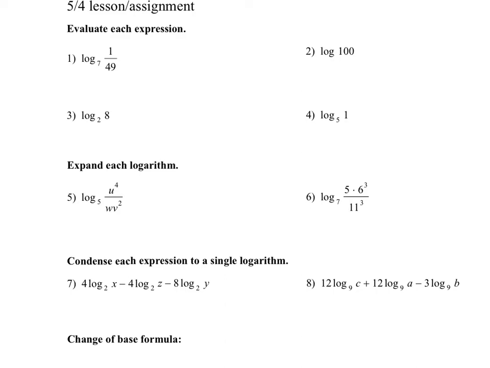All right, we're going to start off here with some review. So we'll evaluate some logs here. And so we're just going to let this first one equal x. And then we'll do our exponential switch. So we're going to say 7 to the power of x equals 1 over 49.